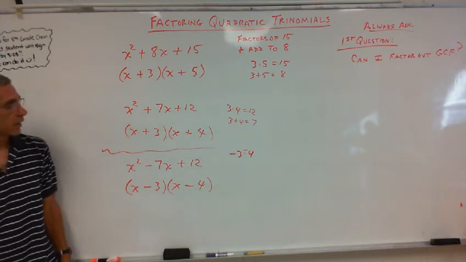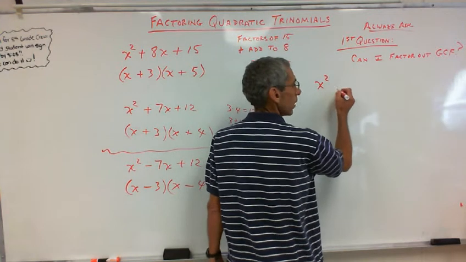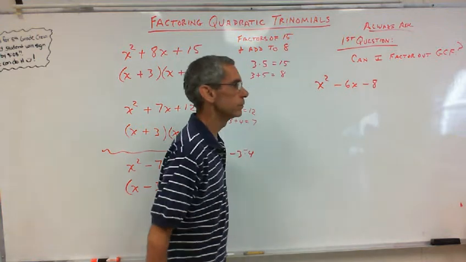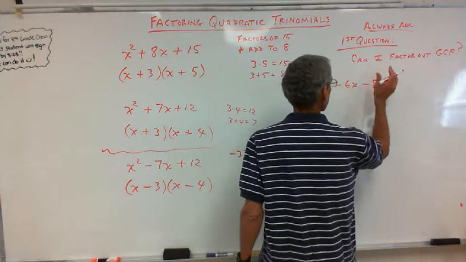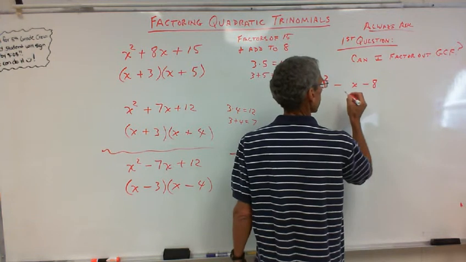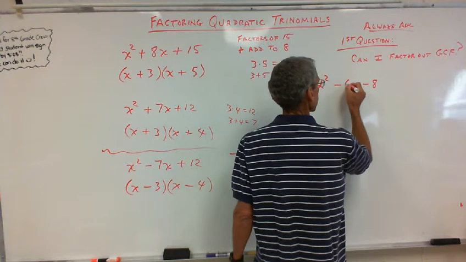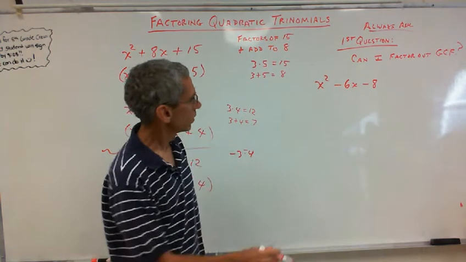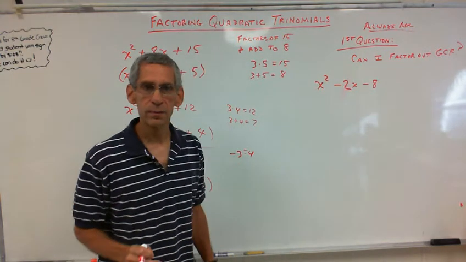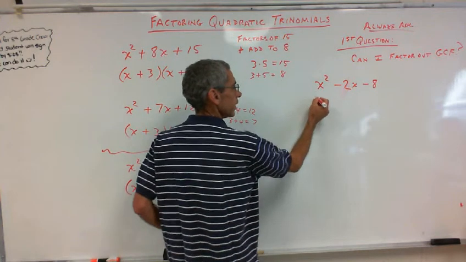All right, so now what if I did a mixed one? What if I did x squared minus 6x minus 8? Wait a minute, hang on. This is not going to work. Sorry. Am I doing this wrong? Ah, minus 2x. Sorry. I think that works. Okay, so x squared minus 2x minus 8.